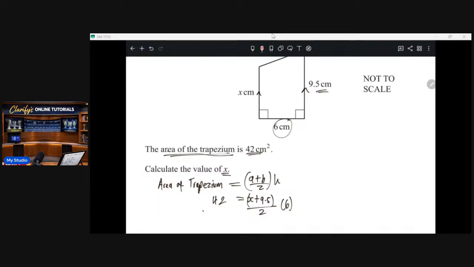So remember, there is a statement where you must start from. This statement, area of trapezium is 42. So write it down as a mathematical statement. Area of trapezium, put the formula, then write it like that.